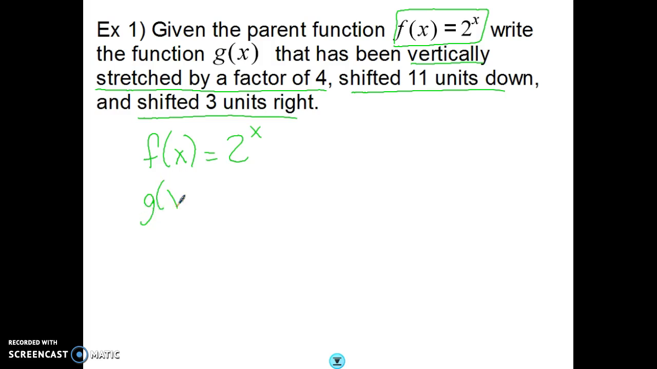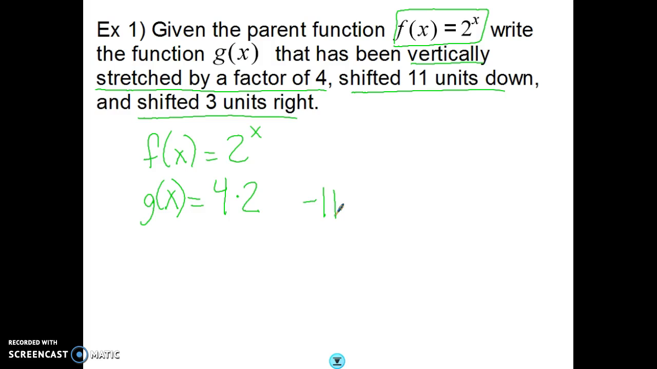So my new function g of x, I'm going to have to multiply, in this case, by a 4 out front. So a 4 times 2. I don't exactly know what's going to happen in this exponent yet because that might change. So we'll just leave it here for now. Looking at our next transformation, we also are shifting 11 units down. So in order to do that, I know that has to be a minus 11 way at the end. Right, shifting 11 units down has to be a vertical shift, so that's minus 11 way at the end.